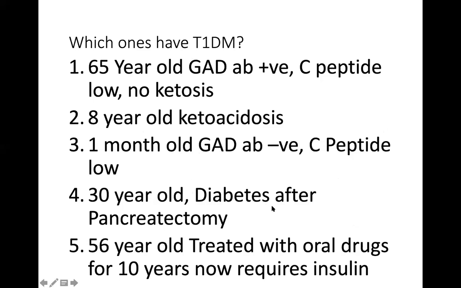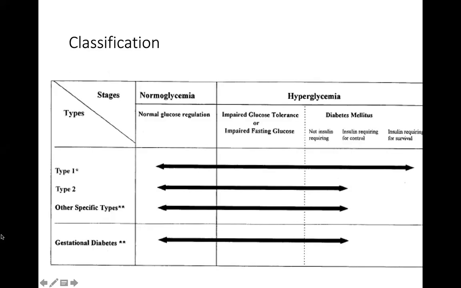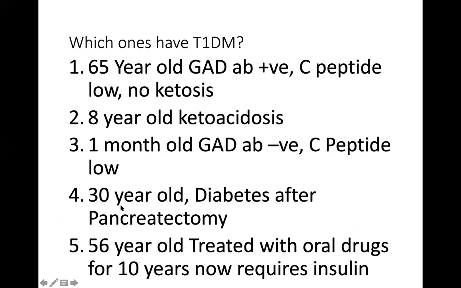A 30-year-old with diabetes developing after pancreatectomy clearly falls under the other specific types of diabetes in the previous chart. So we will label this patient as diabetes due to pancreatectomy. Next, a 56-year-old treated with oral drugs for 10 years, now requiring insulin. Is this patient type 1 because now the treatment is insulin?